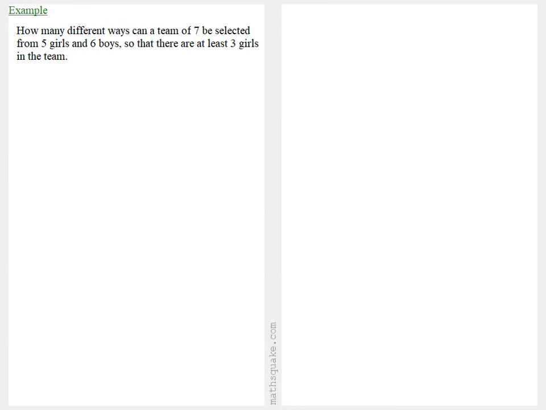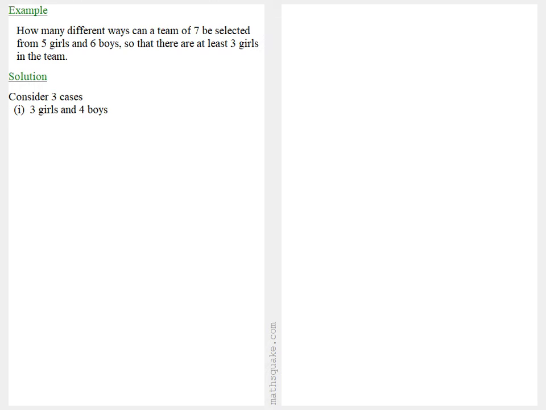Let's have a look at a different problem. How many different ways can a team of 7 be selected from 5 girls and 6 boys, so there are at least 3 girls in the team? Well, to solve this we've got to consider 3 cases. There could be 3 girls in the team, there could be 4 girls in the team, or there could be 5 girls in the team. That is the maximum number of girls available.